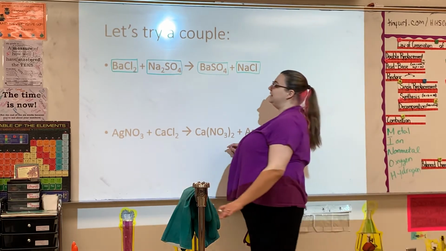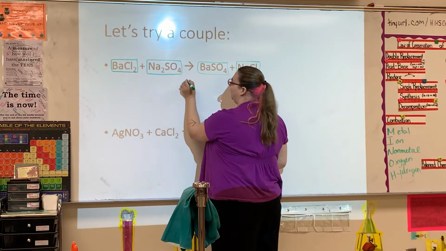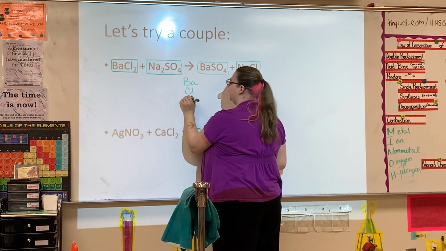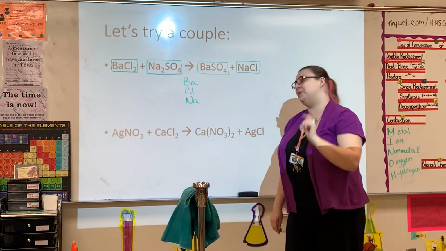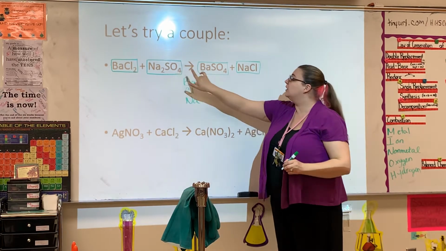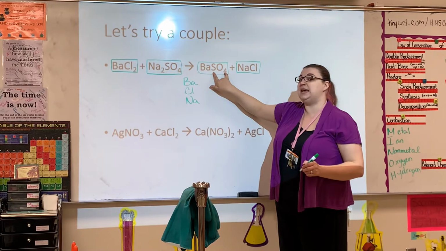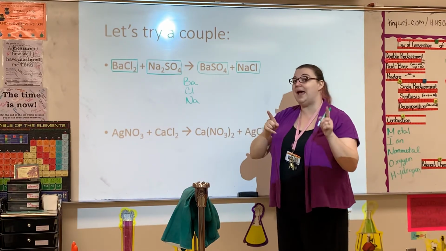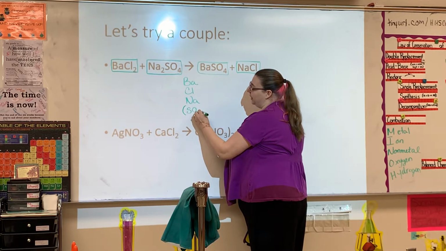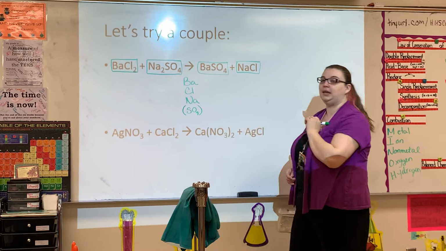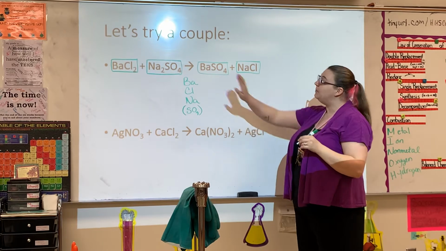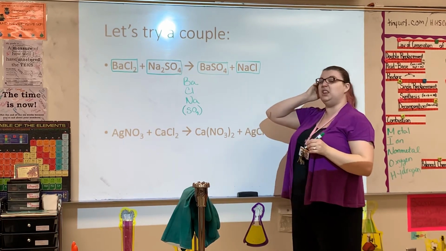So next I'm going to make a list of everything I have. So I have barium, chlorine, sodium. Now, pro tip. Notice how this polyatomic ion, sulfate, SO4, crosses the arrow without getting taken apart. It's still SO4. When that happens, as long as we don't take it apart, we can put it in our list as SO4. Okay? Now, sometimes we do take it apart, and then you have to list each of the individual elements separately. But since we didn't take it apart in the equation, we can leave it as SO4.